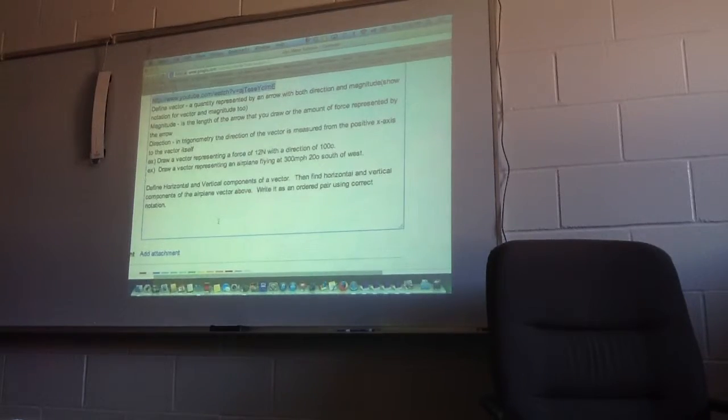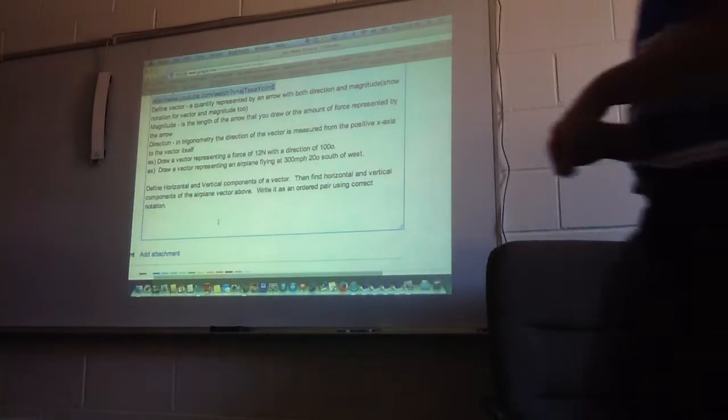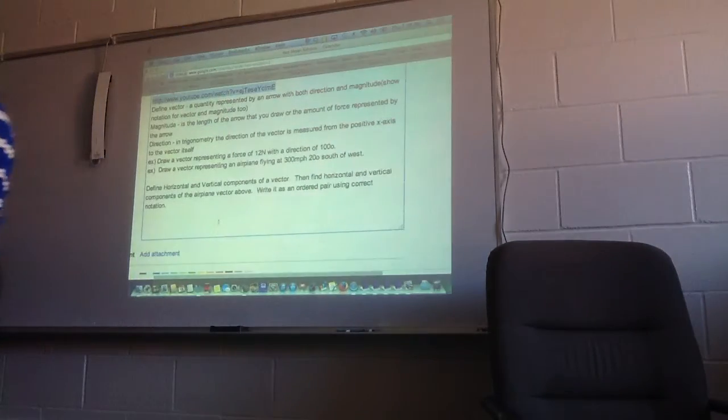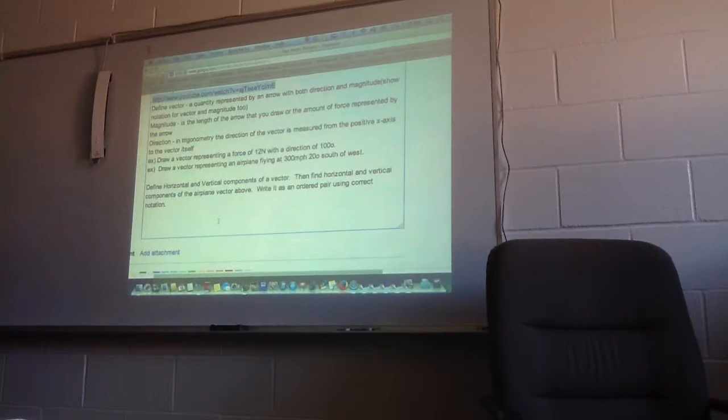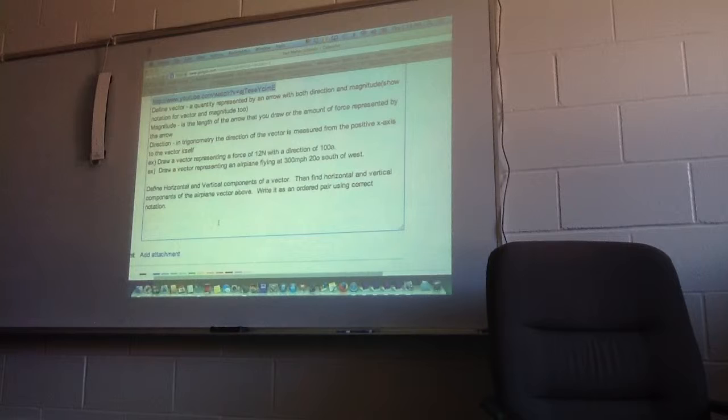Learning target 8.1. Okay, let's go. Learning target 8.1, working with vectors. First of all, what is a vector? A vector is a quantity represented by an arrow with both direction and magnitude.